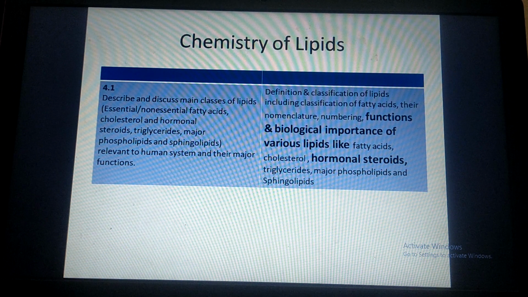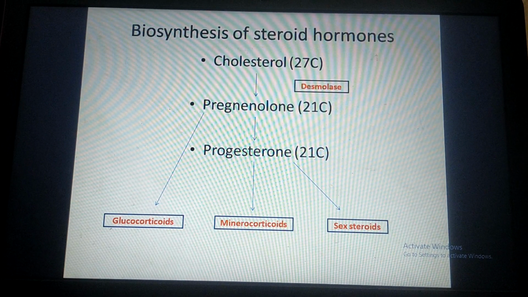Good morning, students. We will continue chemistry of lipids, competency number 4.1, and today's topic is functions and biological importance of hormonal steroids. As discussed in the previous lecture, the steroid hormones are derived from cholesterol. There are three main groups of steroid hormones: glucocorticoids, mineralocorticoids, and sex steroids.